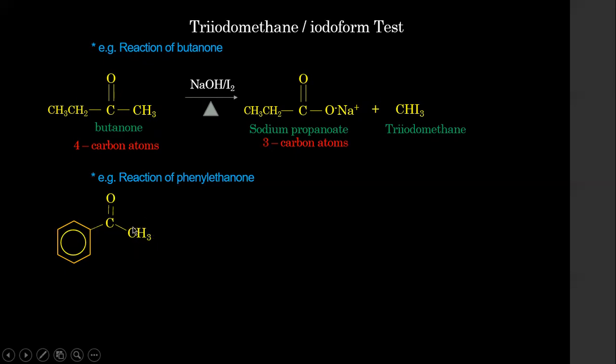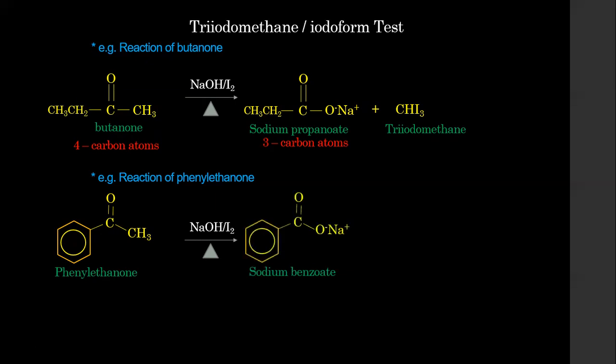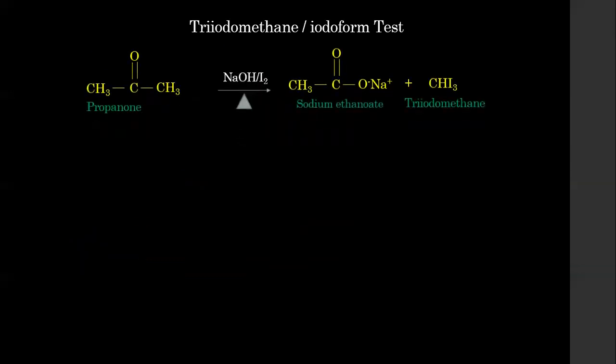Because we have a CH3 group here, it also reacts in the same manner. When you heat in the presence of sodium hydroxide, phenylethanone produces a molecule having 1 carbon atom fewer, and the compound is sodium benzoate. See the number of carbon atoms. The CH3 group has gone out and a sodium salt has been formed. And we can see our main focus, the triiodomethane molecule, has been formed. It's very interesting to see that the CH3 group attached to the carbonyl functional group always goes out in this manner.